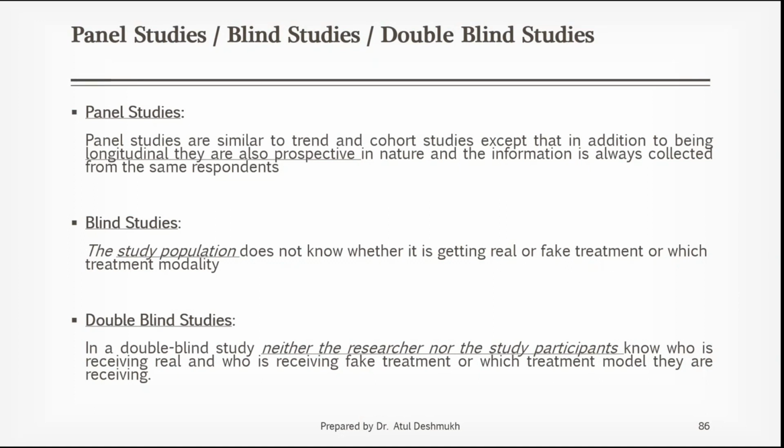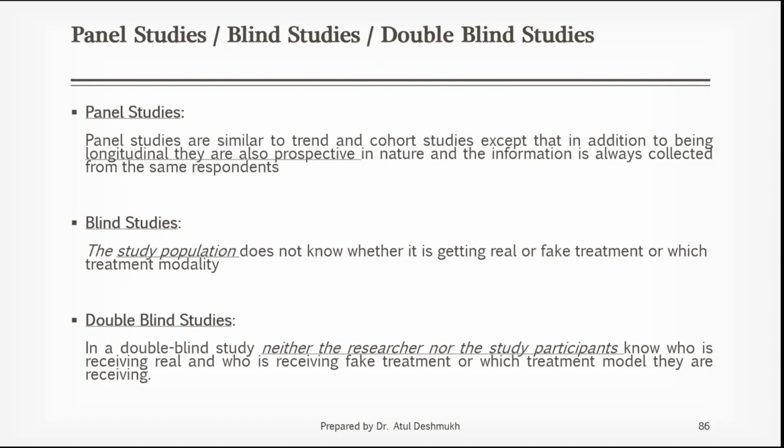The patients who are receiving the treatment are not aware whether they are receiving real treatment or fake treatment. They are totally not aware. They consider that whatever drug they are getting, it is a real drug. You have a randomization table with you. You randomly assign the people to the experimental group and control group. But the control group people or even experimental group people are not aware whether they are getting real treatment or fake treatment.